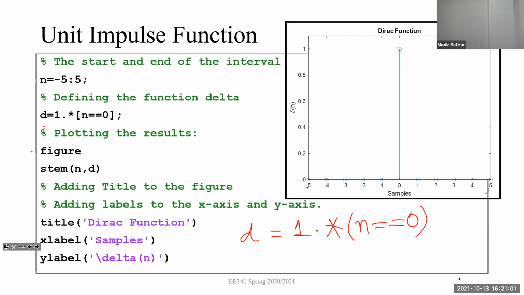Then you don't have to write this. And then stem n and d. N is my scale and d is this signal I define. Okay. And then these are the title, label, and x and y label. I told you how to do that in the previous. Okay. Try this function. It works, no?